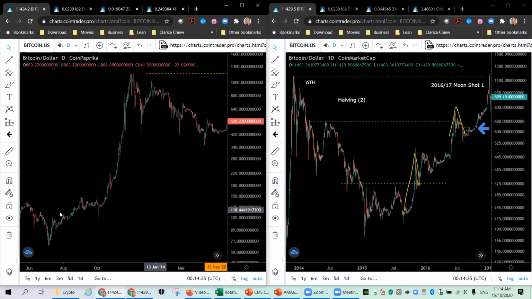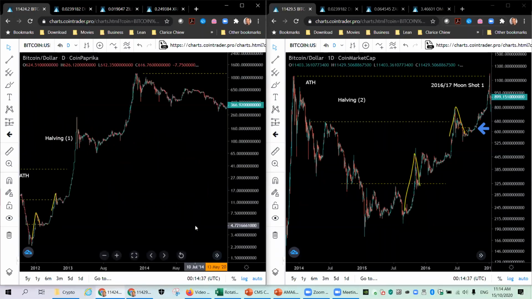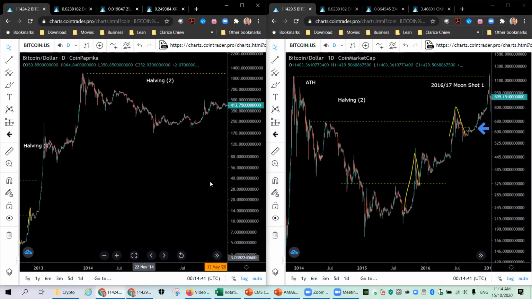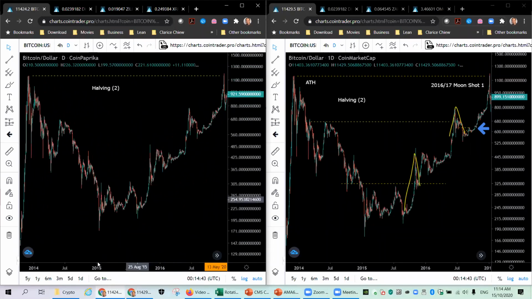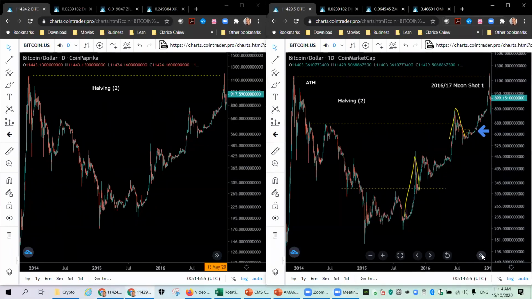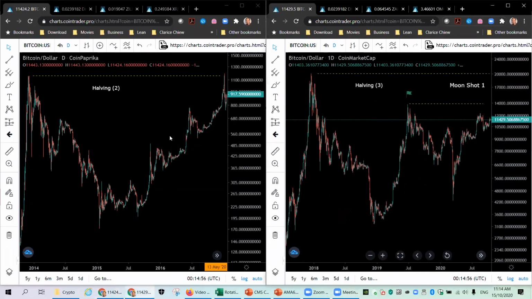So let's have a look against where we are right now. So this will be the second halving. Okay, so that's the second halving, and let's see. And the one on the right, let's go into the third halving. Is that okay? Any questions so far on the approach?